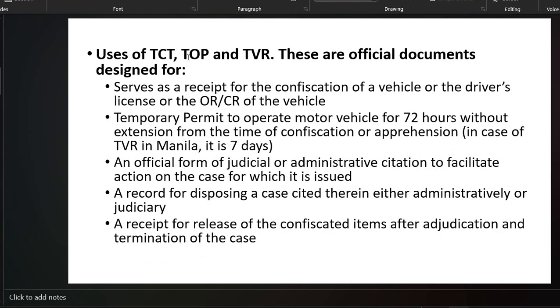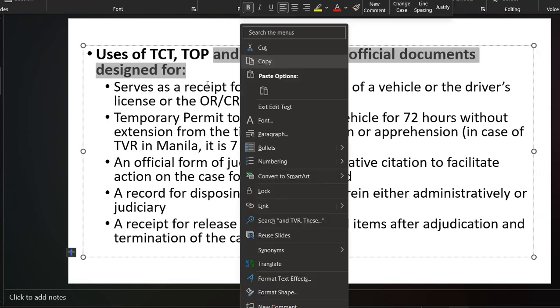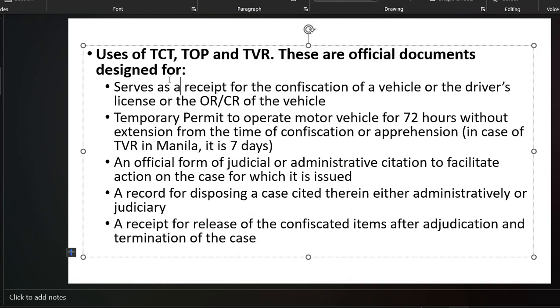The uses of TCT, TOP, TVR: these are official documents designed to serve as a receipt for the confiscation of vehicle or driver's license or the ORCR. So, dapat, bago nyo i-surrender yung mga papel ninyo, meron kayong proof as received copy na yung inyong mga documents ay nasa mga law enforcer, para meron kayong proof na yung inyong documents ay nasa kanila. At the same time parang yun yung received copy.